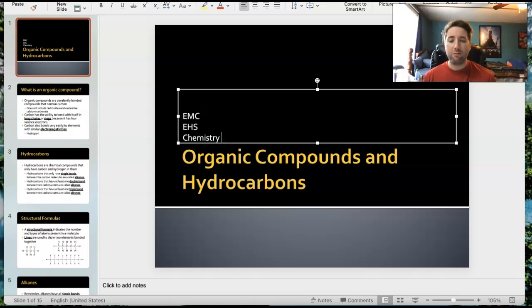Hey everybody, so today we're going to talk about naming organic compounds and hydrocarbons. So this is going to be the last compound that we name, and I know it's getting a little confusing because we have so many different types of compounds that we have to name.